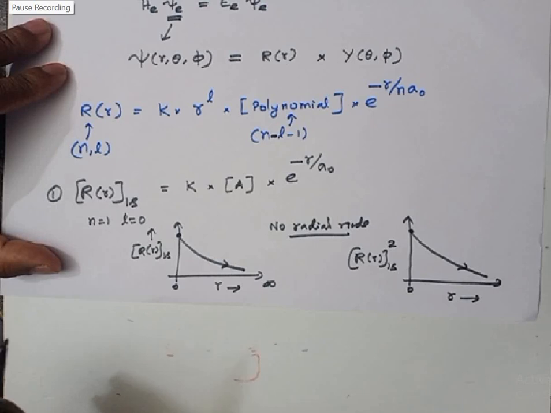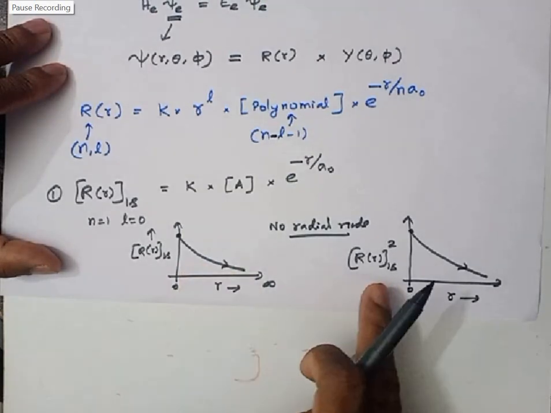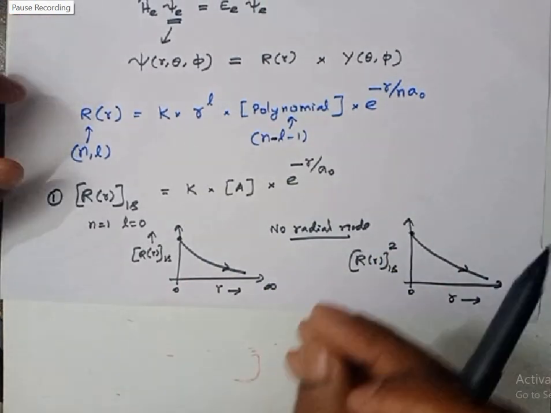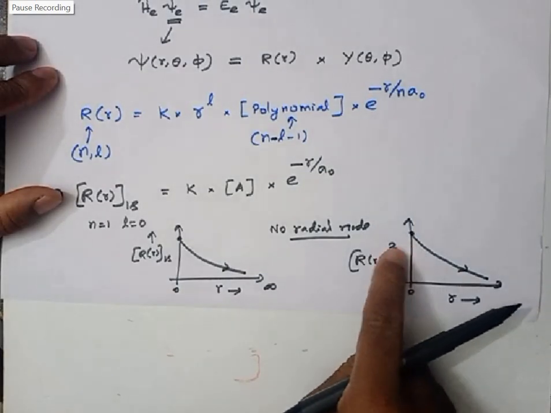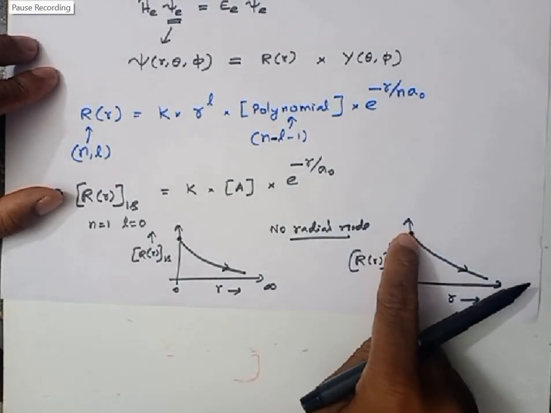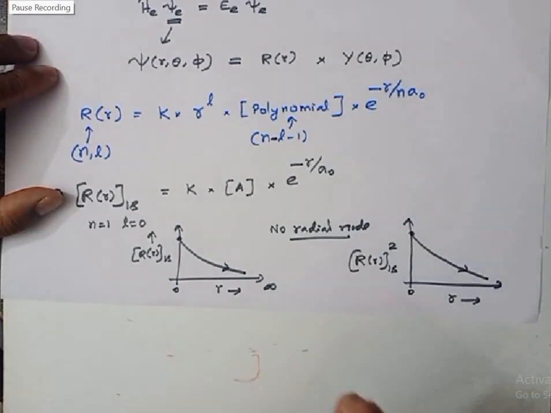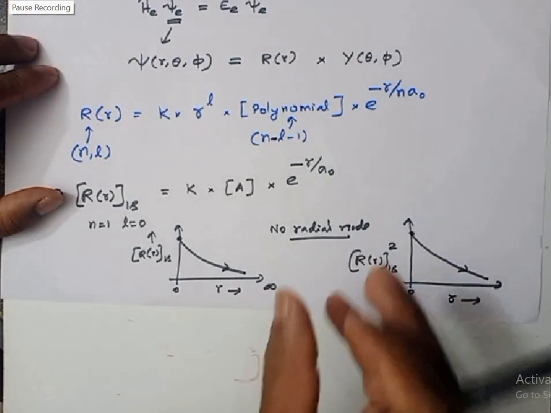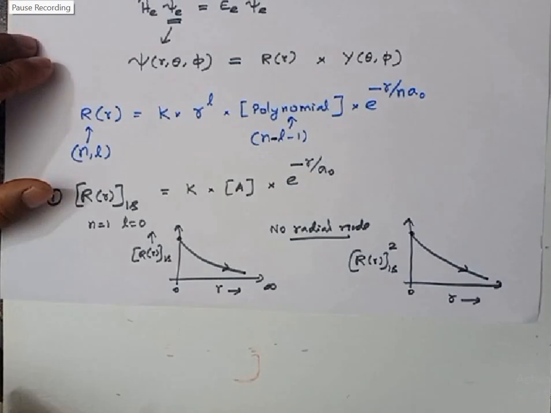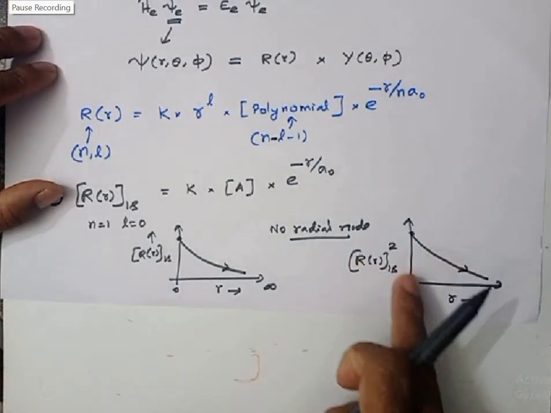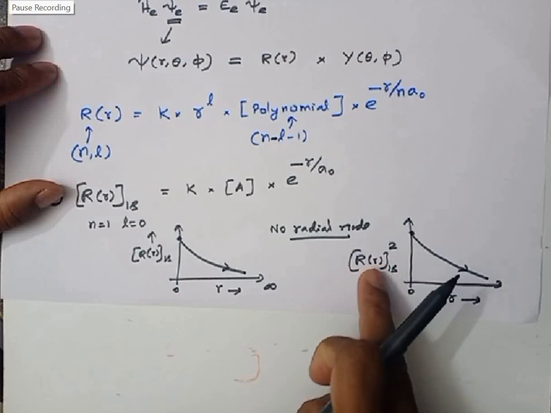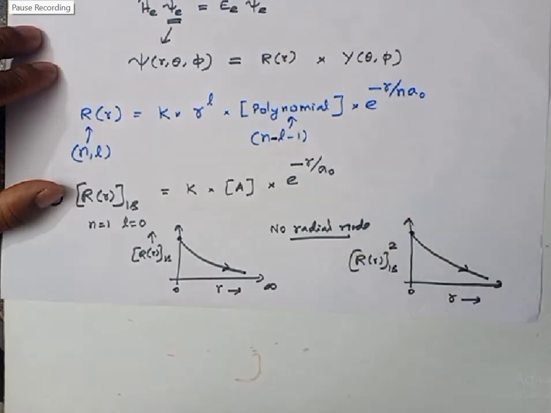Yes, sir. Whatever function I have given, it's correct. Is the concept correct? At r equal to 0, you are getting maximum electron density. r equal to 0 means at the nucleus. Is the electron present in the nucleus? No, sir. So something is wrong in this probability curve.